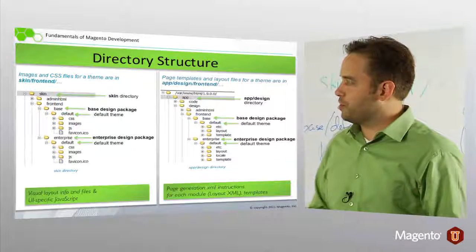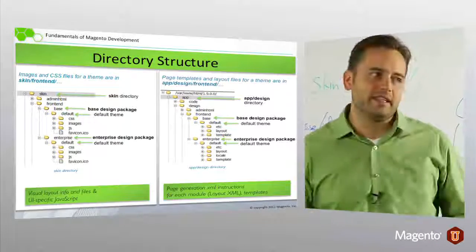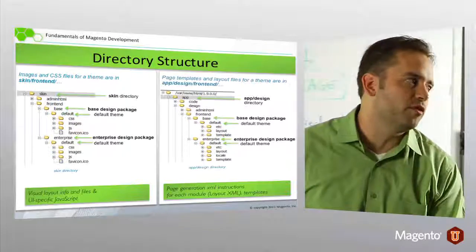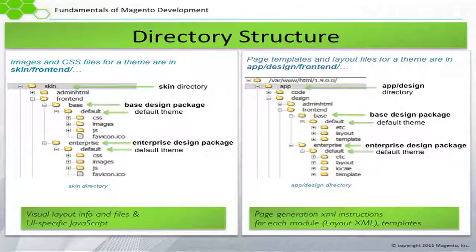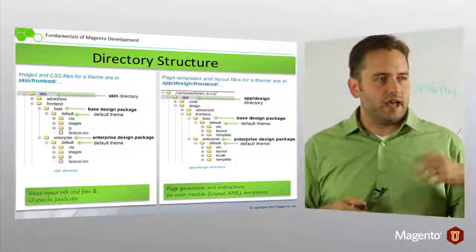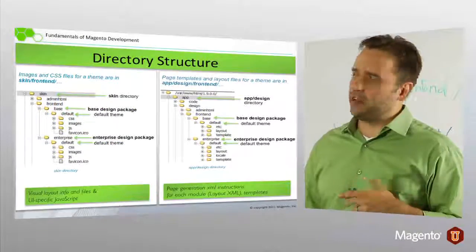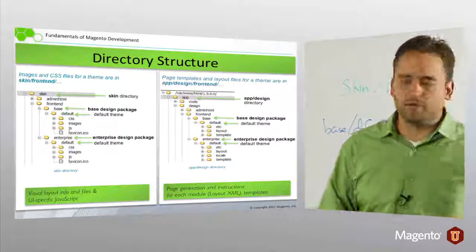The directory structure that we discussed in depth yesterday, but I don't think we can go over this enough. So we have the app design directory and the skin directory, and under app design, those are our design areas, and directly under skin are our design areas. Generally, most of the time you'll just be dealing with front end. But occasionally, if you need to add templates or customize the admin HTML theme, you can do that. It uses the same conventions.